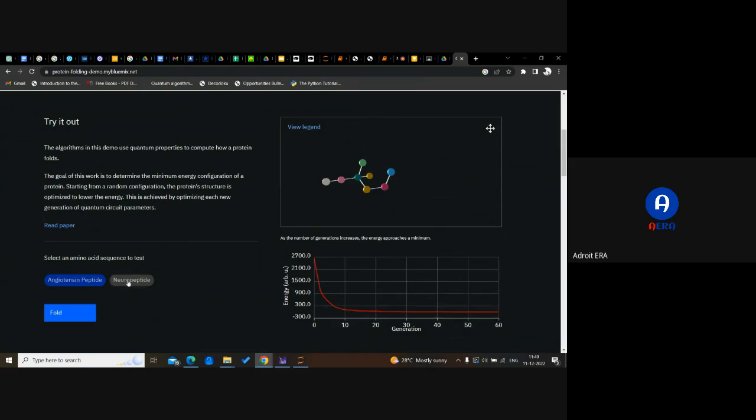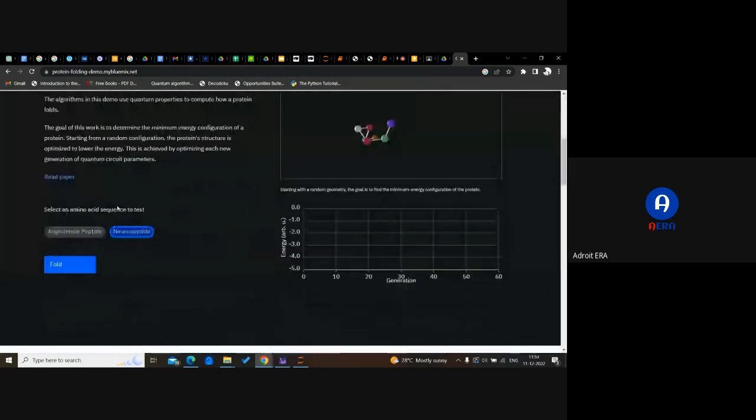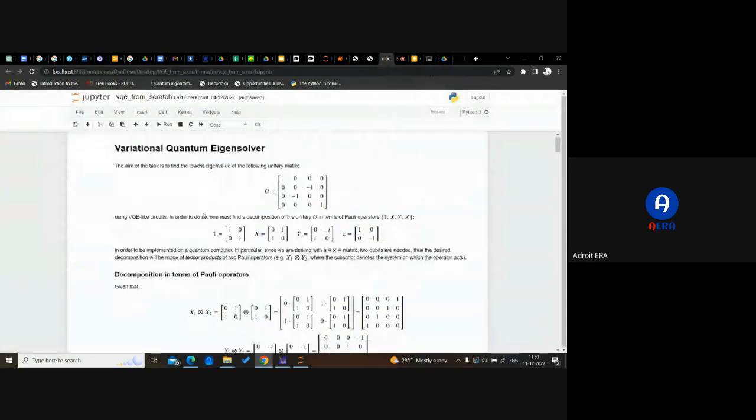So you can also compute neuropeptide. This is angiotensin peptide, and this is neuropeptide. So you can just fold it, and you can check it for yourselves. I'm not going into that part, but if you are interested, I'll also draw. You can read the paper, and I'll drop this link to you. So let us go to the variational quantum eigensolver and how it works.